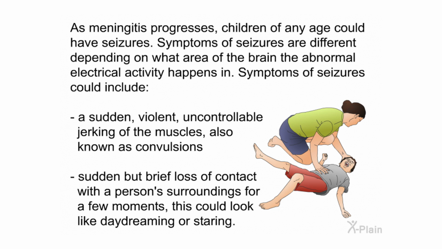As meningitis progresses, children of any age could have seizures. Symptoms of seizures are different depending on what area of the brain the abnormal electrical activity happens in. Symptoms of seizures could include a sudden, violent, uncontrollable jerking of the muscles, also known as convulsions, or sudden but brief loss of contact with a person's surroundings for a few moments. This could look like daydreaming or staring.